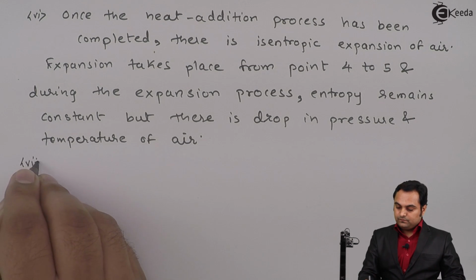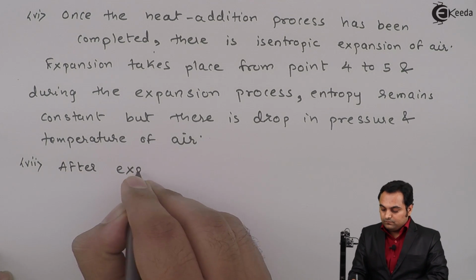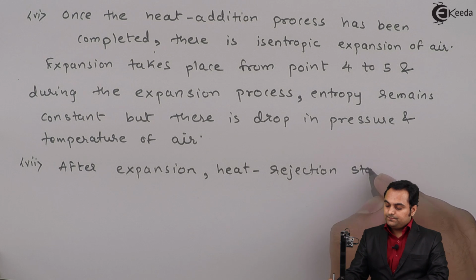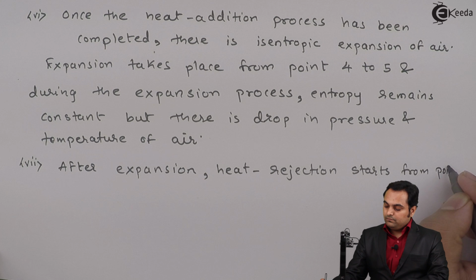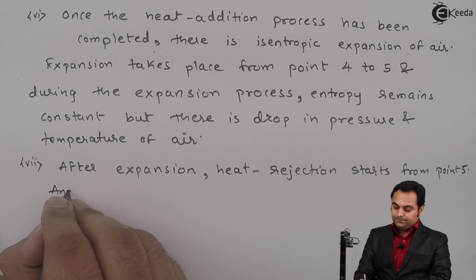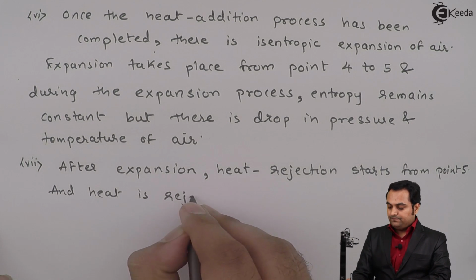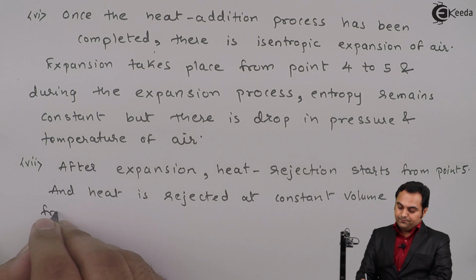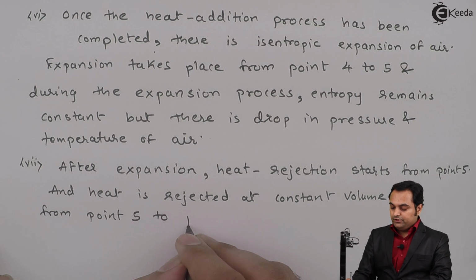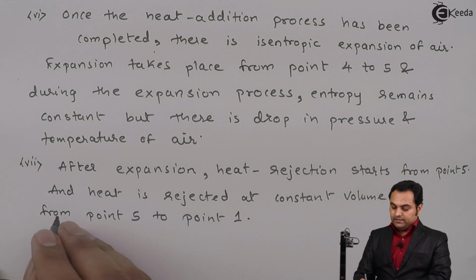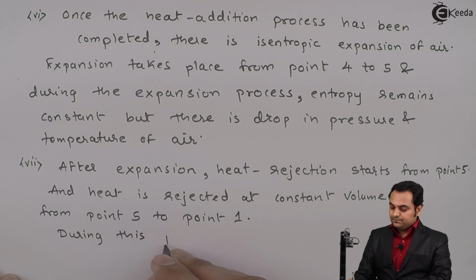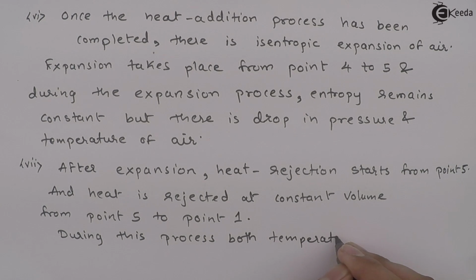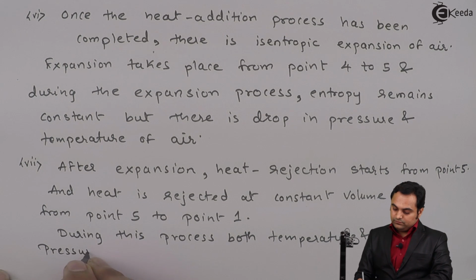Next, after expansion, heat rejection starts from point 5 and heat is rejected at constant volume from point 5 to point 1, and I can say that during this process both temperature and pressure decreases.